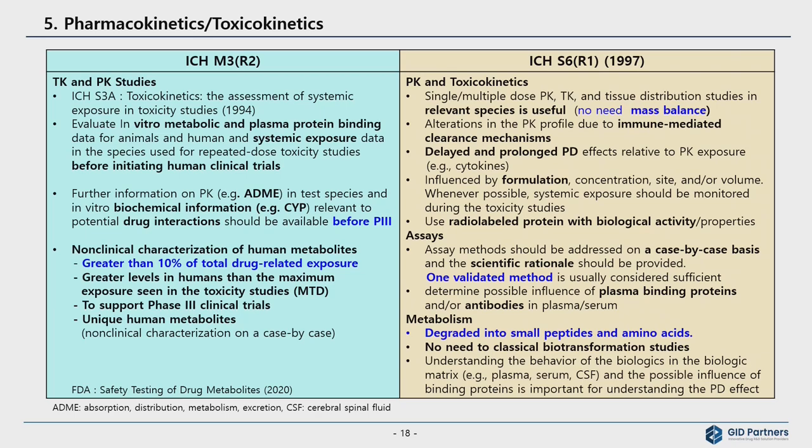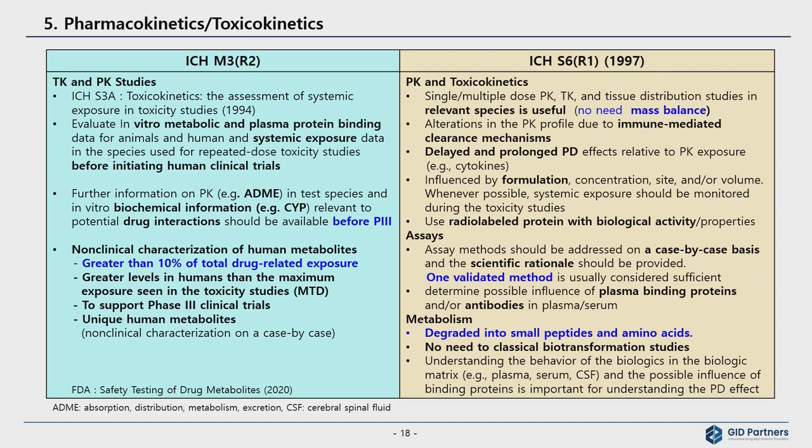And a metabolite which was not shown in the animal study, but shown in the human study, in these cases, the metabolite needs to be characterized. For biopharmaceuticals in S6, PK and TK should be conducted in the relevant species, and the clearance mechanism can be mediated, or the cytokine, the delayed pharmacological effect. So these things need to be considered, and also when radio-labeled protein is used, the biological activity needs to be well characterized.